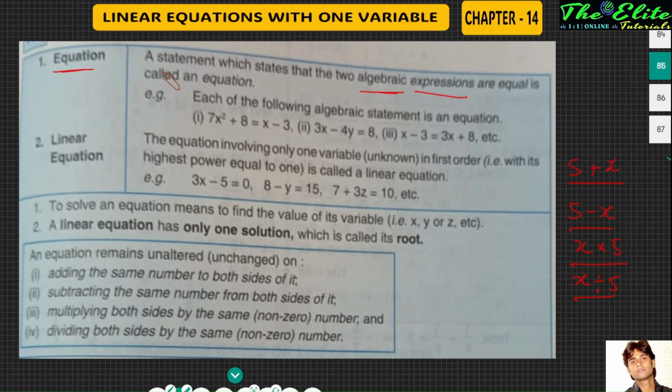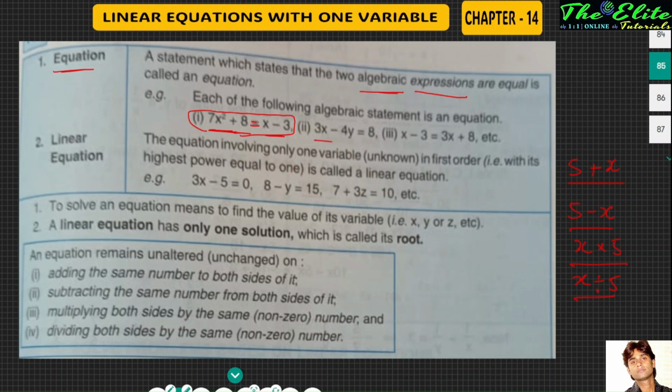In terms of definition, it is a statement which states that two algebraic expressions are equal, called an equation. So you can see this is an expression, this is an expression. When two expressions are said to be equal, then that is known as an equation. So the whole 7x squared plus 8 is equal to x minus 3 will be the equation.